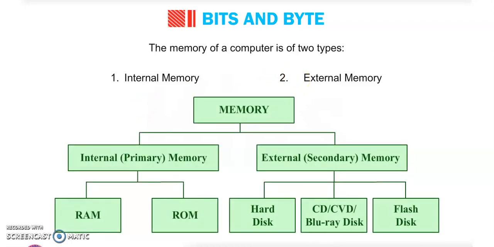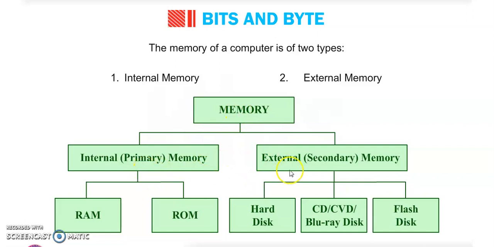Now one by one, this is the chart. I will explain. Computer memory is of two types, internal and external. Internal memory is also called primary memory and external memory is also called secondary memory. The two types of internal memory are RAM, random access memory, and ROM, read-only memory. External or secondary memory includes hard disk, CD, DVD, Blu-ray disc and flash disk. Flash disk means pen drive.